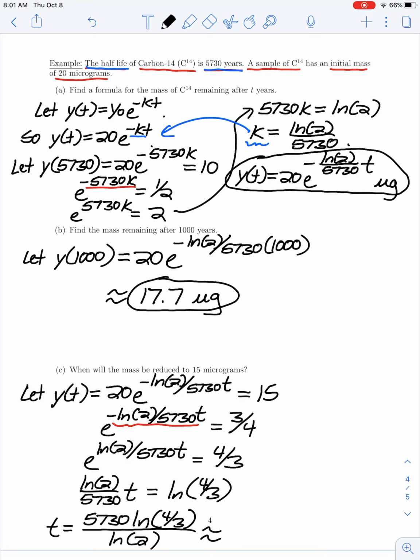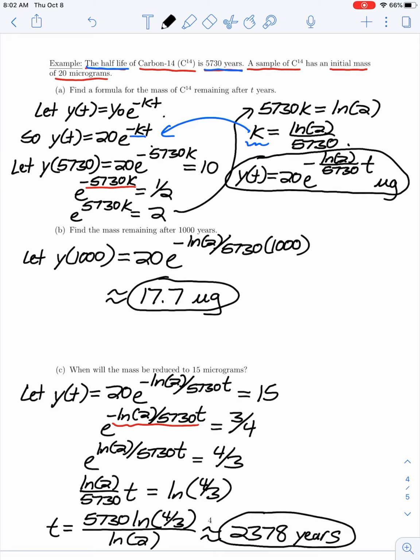So let's see what we have. So we were taking 5730 times the natural log of 4/3, and then we were dividing that quantity by the natural log of 2, which gives us an approximate value of 2,378 years. All right.